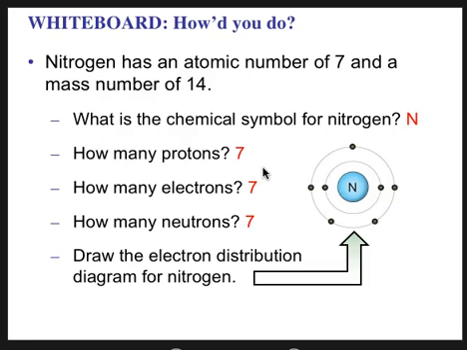And then drawing the electron distribution diagram, I have the center nucleus where the protons and the neutrons are going to live, and then I need to distribute out 7 electrons. So I start with my first shell, it'll hold 2. So I put 2 in my first shell, 7 minus 2 is 5, so I have 5 left over. There are plenty of spaces in the second shell for 5 electrons, so I draw 1, 2, 3, 4, 5. See that? Okay.